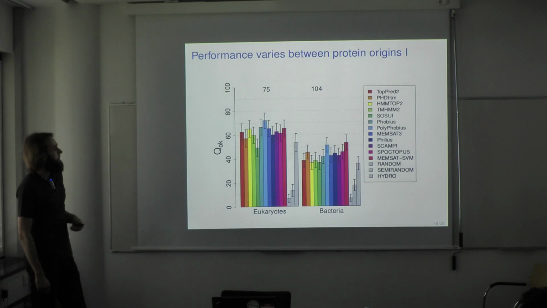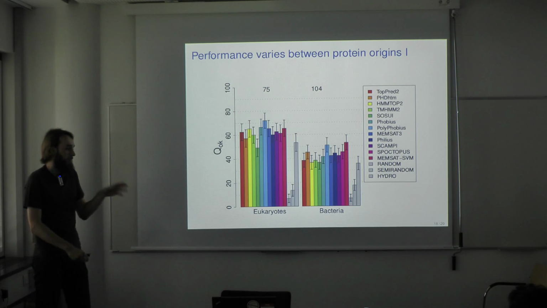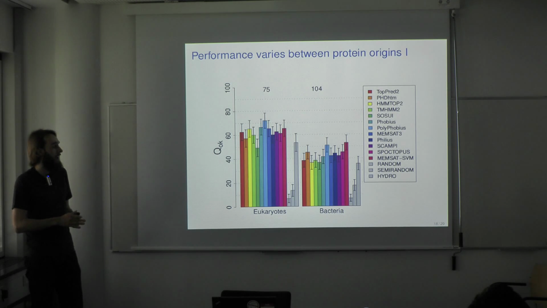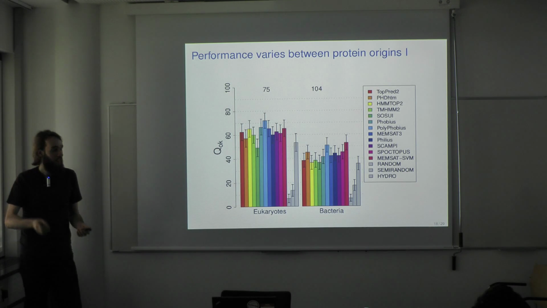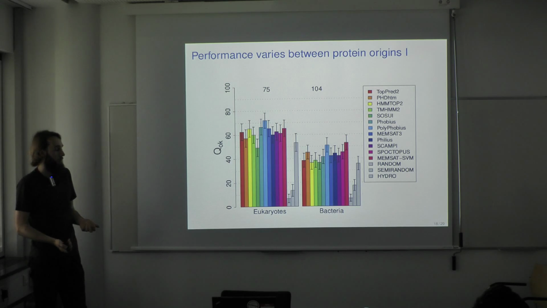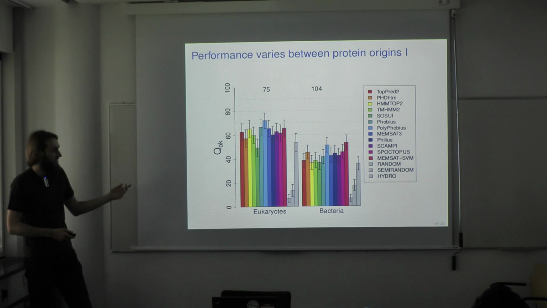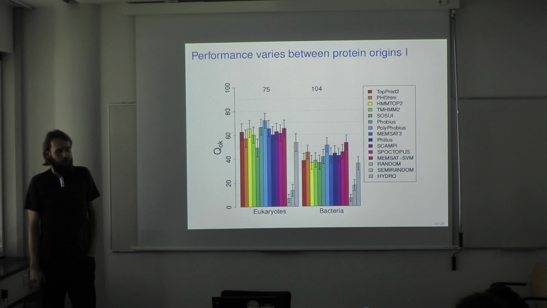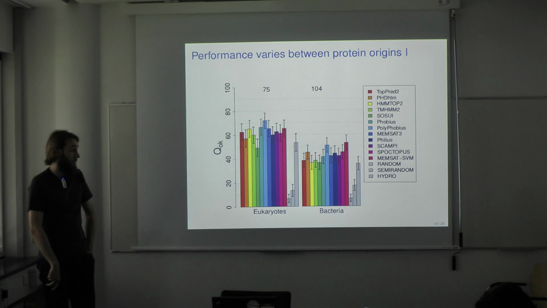So next, the same set, we put it together again. We have 190 proteins again, and we divide it now by the origin of the sequence. So the protein we're looking at could be from eukaryotes or could be from bacteria. And this is the performance for these two subsets. As we can see, eukaryotes are generally predicted better, which actually is contradicting previous results. So typically eukaryotes were always the ones that performed worse. And we don't really know why this is the case.